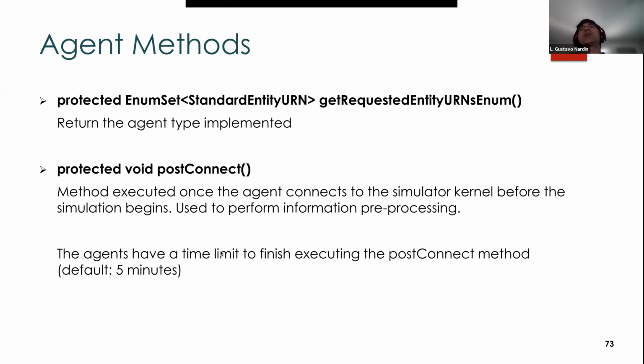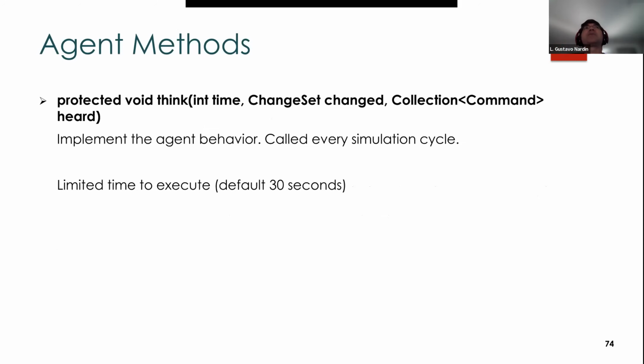As I showed in the configuration file, it's 180,000 milliseconds, which represents 5 minutes. So the agents have 5 minutes to perform any pre-computation they want before the kernel stops it, does not allow any more, and starts the simulation. And the last method, which is the most important one, is the method called think. The think is the method that implements the agent behavior.